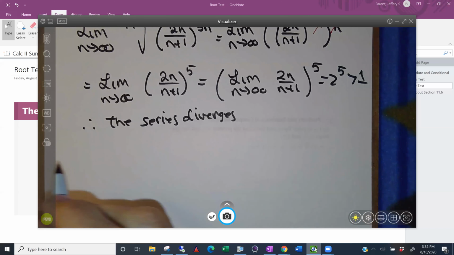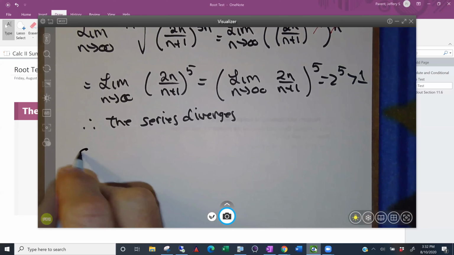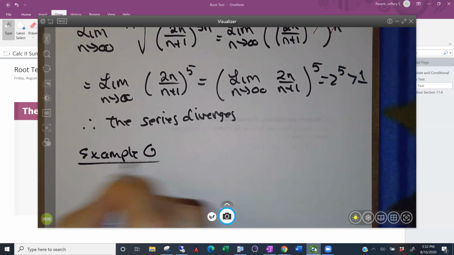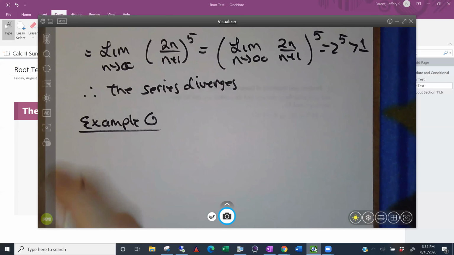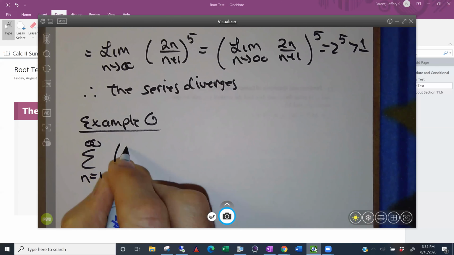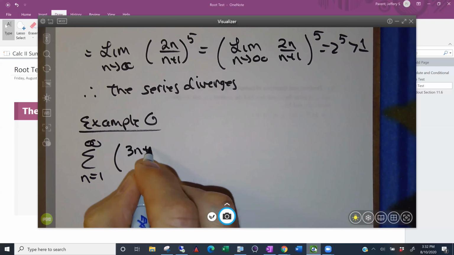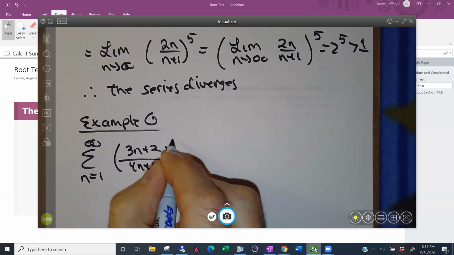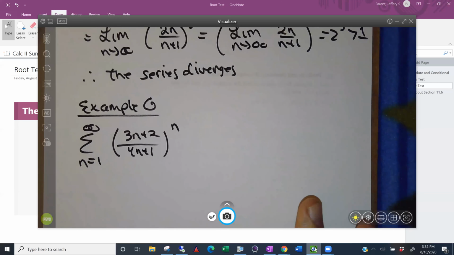Let's do one more example like this. So sum from n equals 1 to infinity of 3n plus 2 over 4n plus 1, the nth power. Any guesses if this is going to converge or diverge?